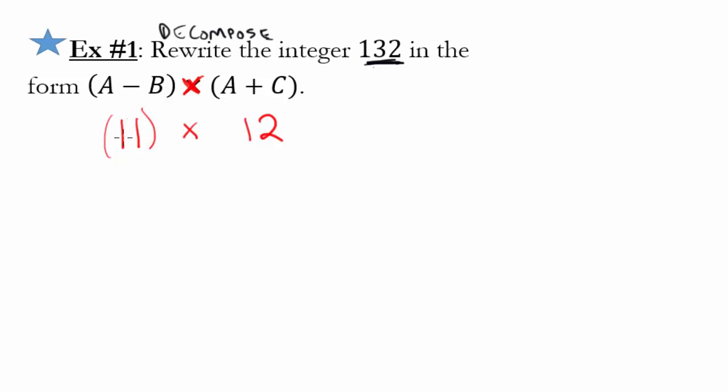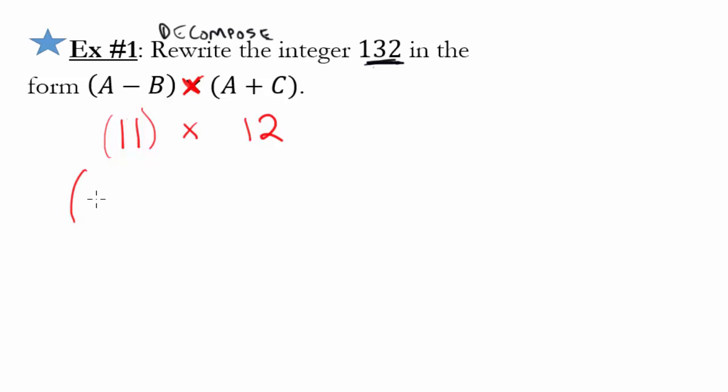And I can say, how could I rewrite 11 as some number minus another number, a minus b? You say, well, there's many different ways I could do that. There's an infinite number of ways. I could write 12 minus 1. I could write 13 minus 2. I could write 111 minus 100. You can see there's an infinite number of possibilities for a minus b, so let's just choose one.